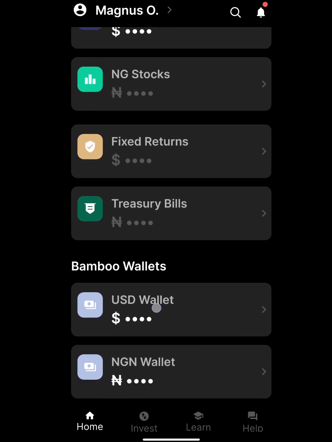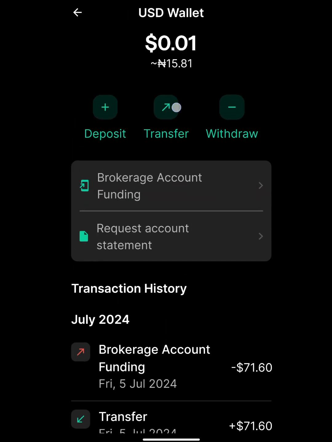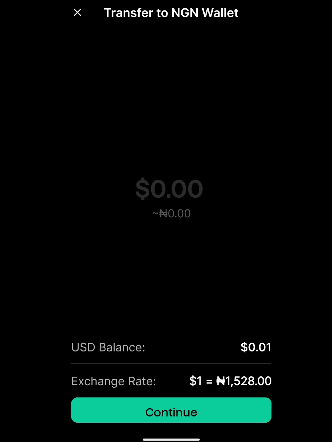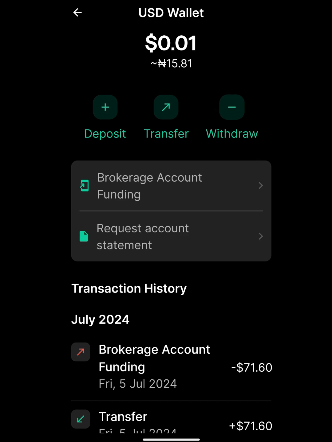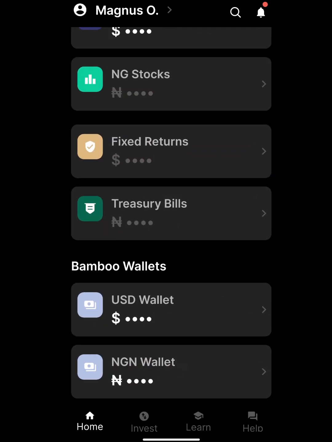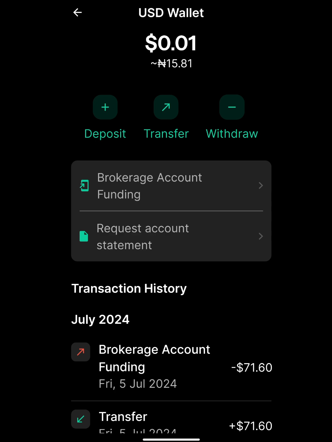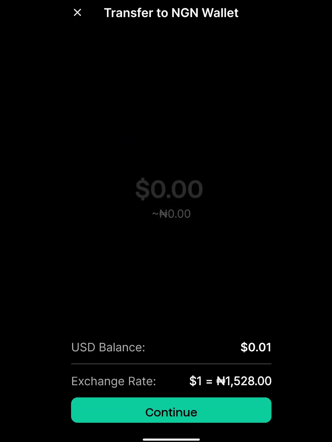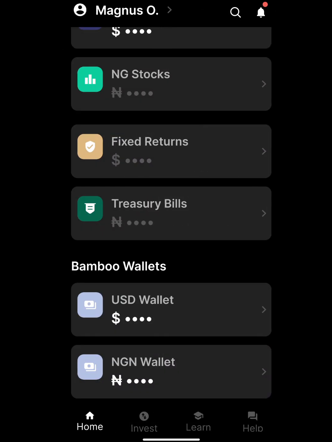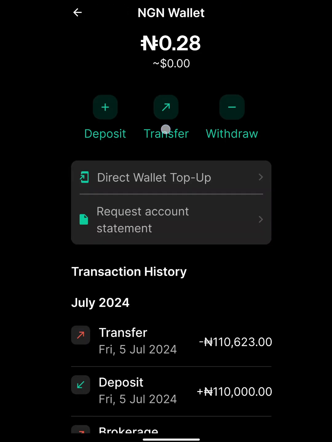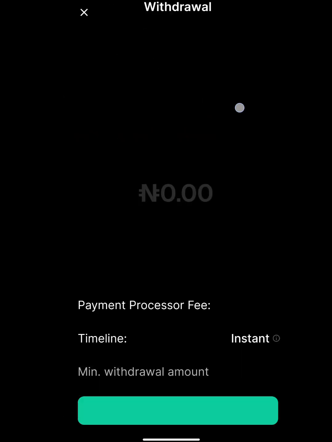How do you do that? You come to USD, right? And you click on transfer. If you do that, you are transferring your dollars to your naira wallet. Once you've done that, it's going to be here. Before you transfer, it will show you how much the rate is for the transfer you're about to make. So you see that here. So let's assume I've transferred the money. I will see it here. Then from here, I can click on withdraw and withdraw the money.